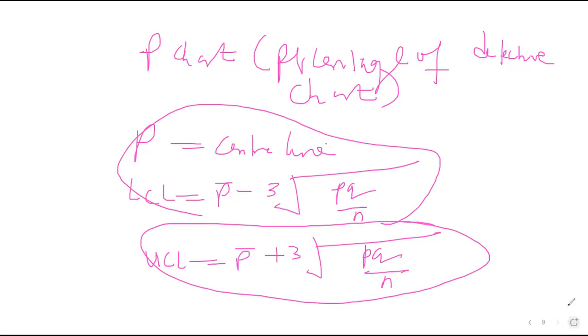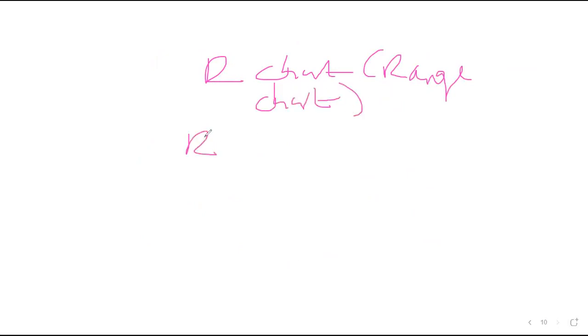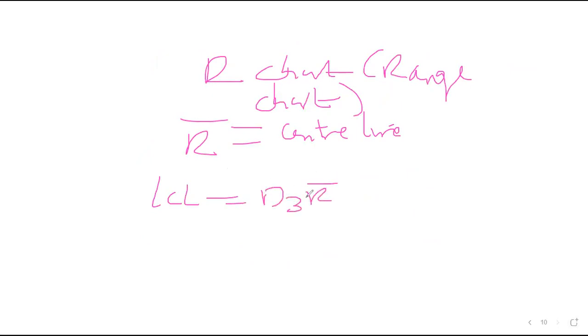So the other chart, the last one, is the range chart. R bar is the center line. Lower control limit is equal to D3 R bar. Upper control limit is equal to D4 R bar.